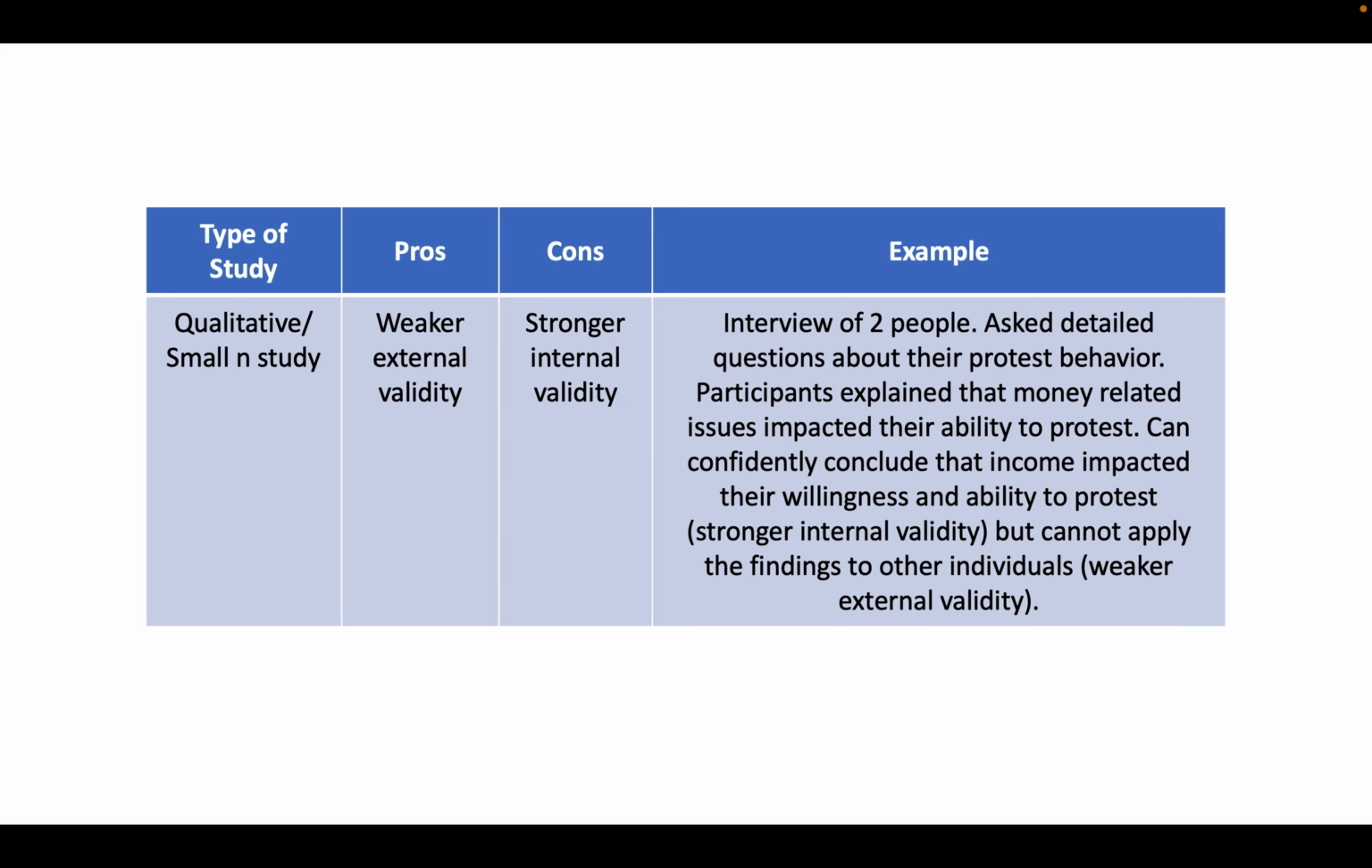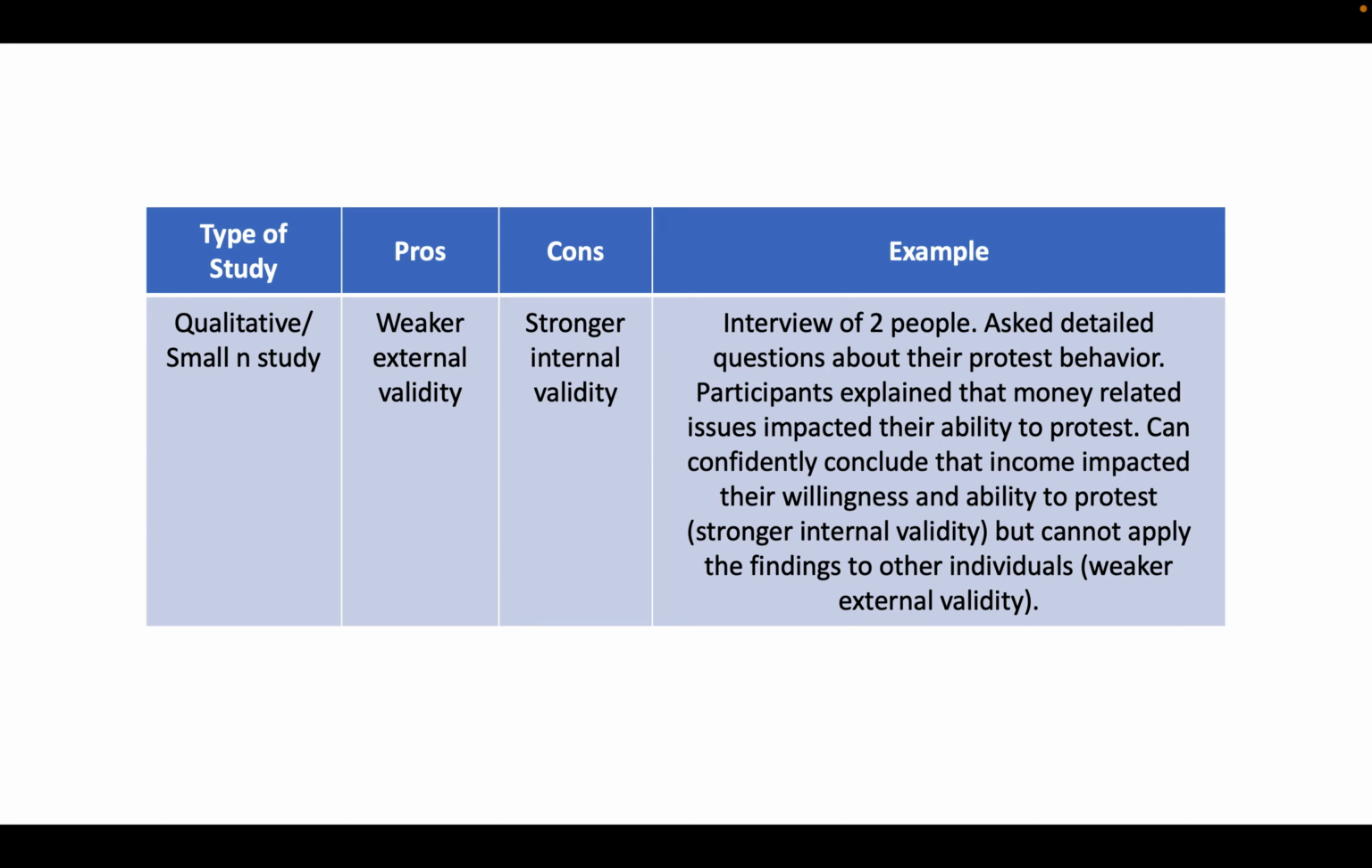And qualitative, small n study. So the pros and the cons are the opposite. The external validity is weak in a qualitative small n design, but the internal validity is actually very strong. And how does this work? So we can interview two people. We can ask detailed questions about their protest behavior.